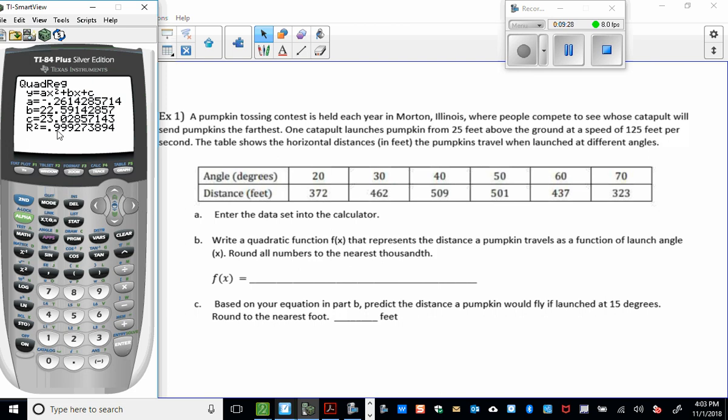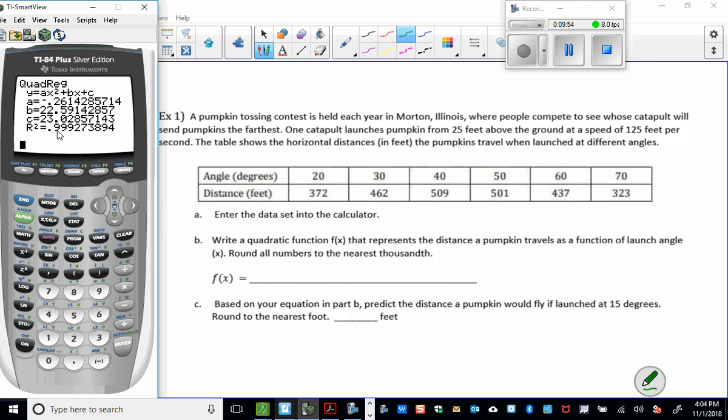Okay, so I'm going to take that. That is my quadratic equation. I've got an A, negative 0.261, and B is 22.591. I'm rounding to the nearest thousandth place, and C is 23.029. Okay, so I'm going to write that equation down here on the paper, and then we'll talk about how to do the next part.